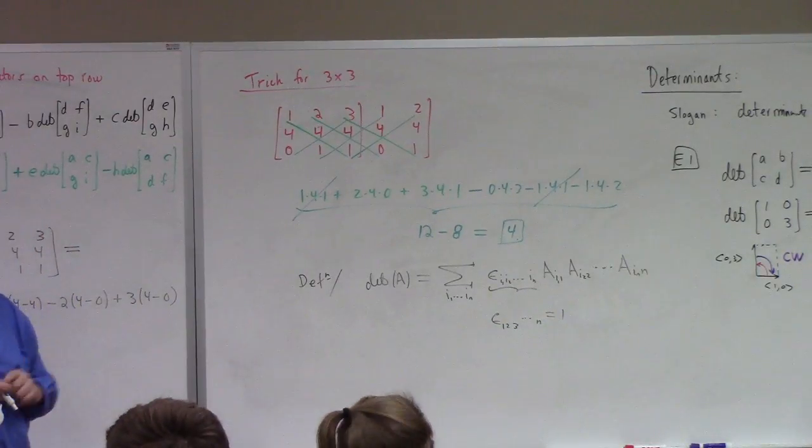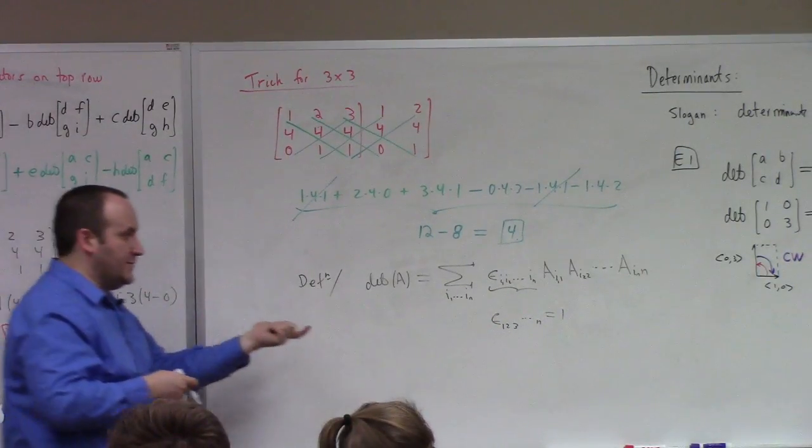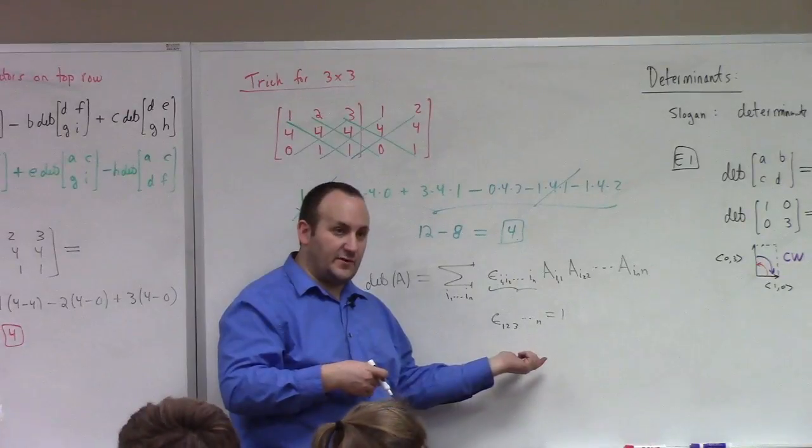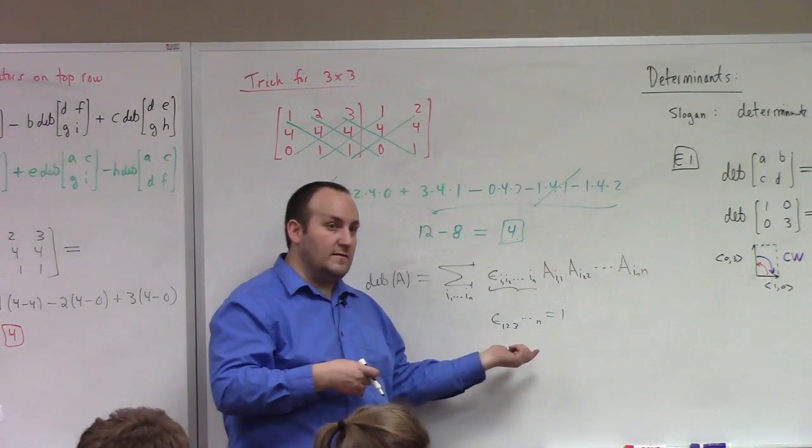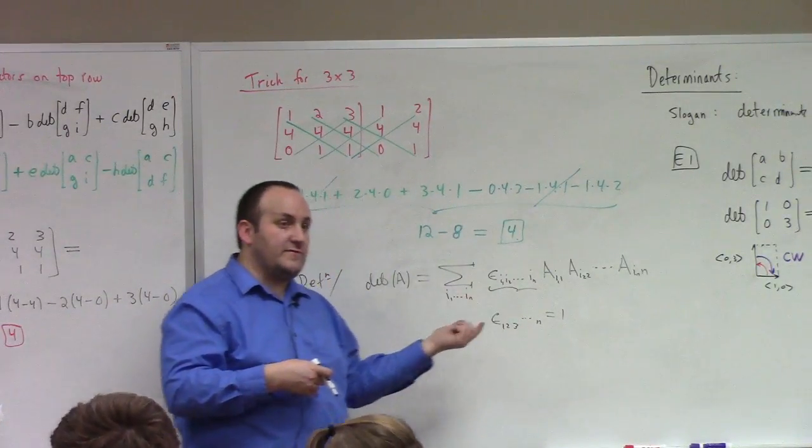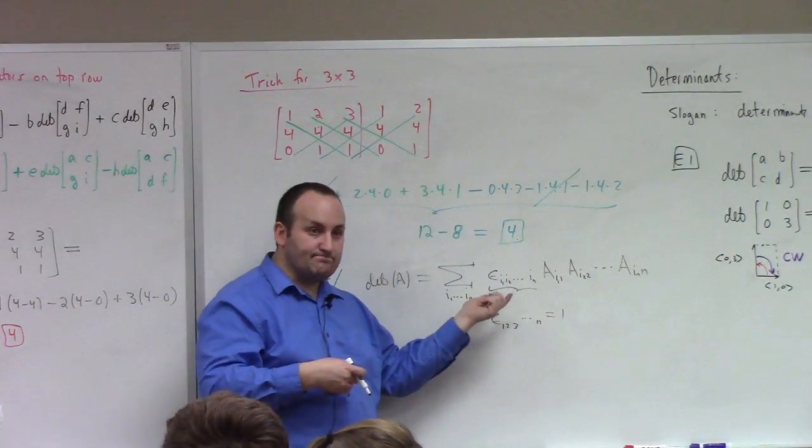If there's any repeats, it's 0. There's exactly n factorial such terms. There's n factorial permutations of the numbers 1 through n. And so there's n factorial non-trivial terms in this multi-sum.